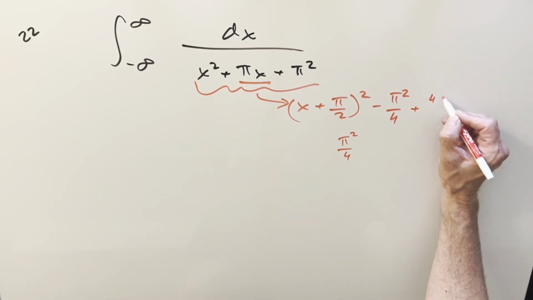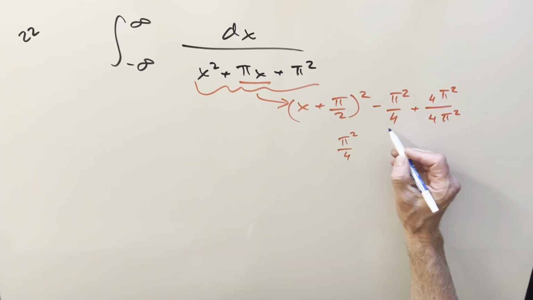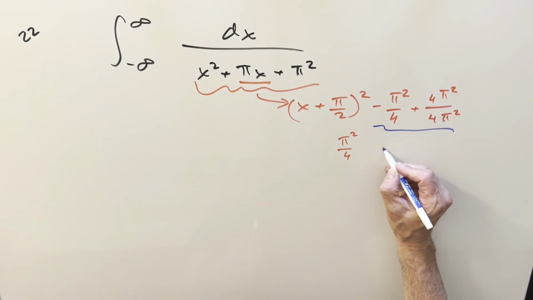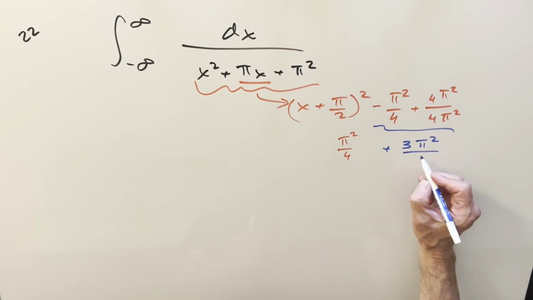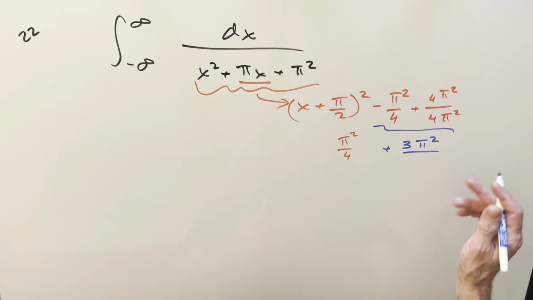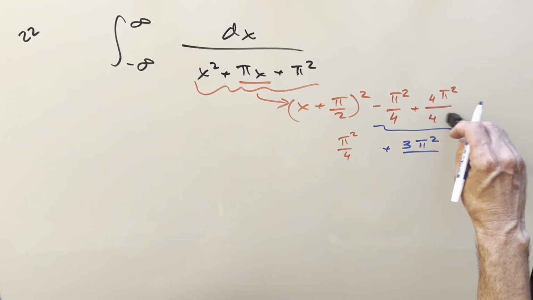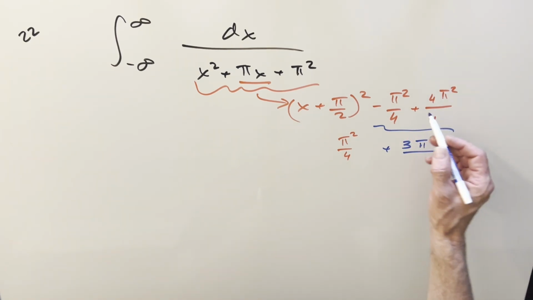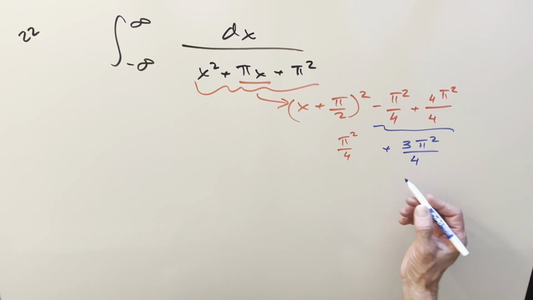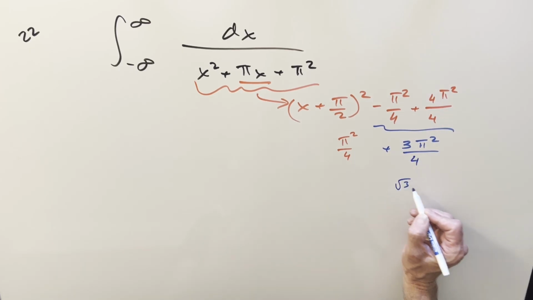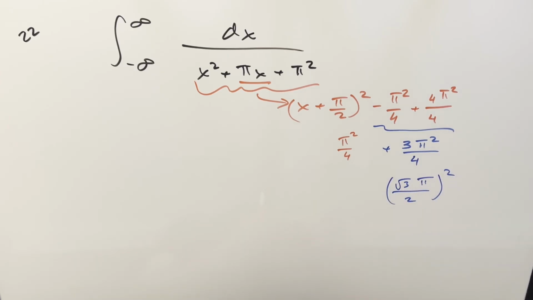I can write that as 4 pi squared over 4. Then putting together all of our constants, what we're left with here is going to be plus now 3 pi squared over, oh, what did I do? Sorry, that doesn't need to be a pi squared there. I was just creating the 4 to create a common denominator. So then putting them together, 3 pi squared all over 4. But the way I'll write it, let's write this as square root of 3 pi over 2 all squared, just creating it as a perfect square.